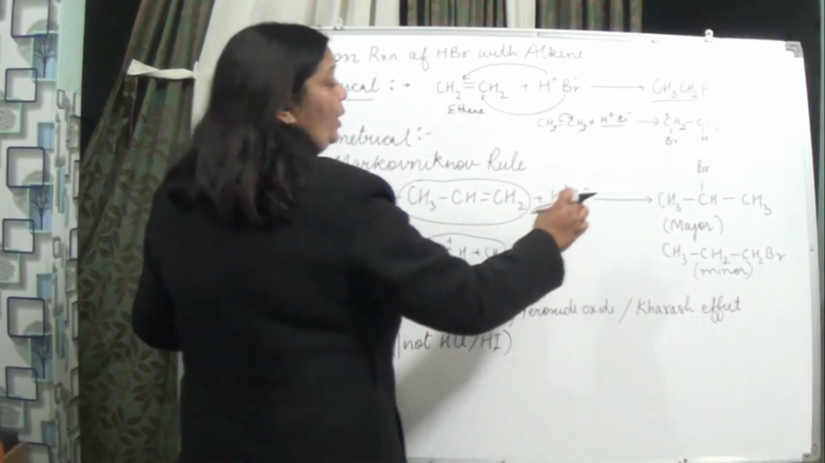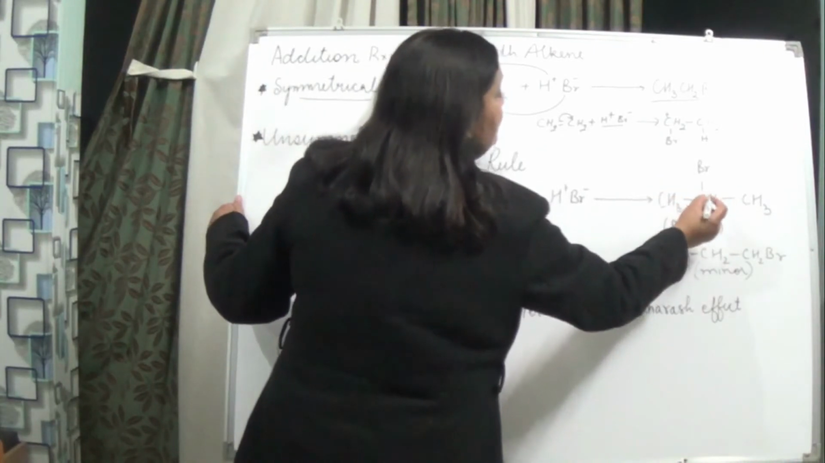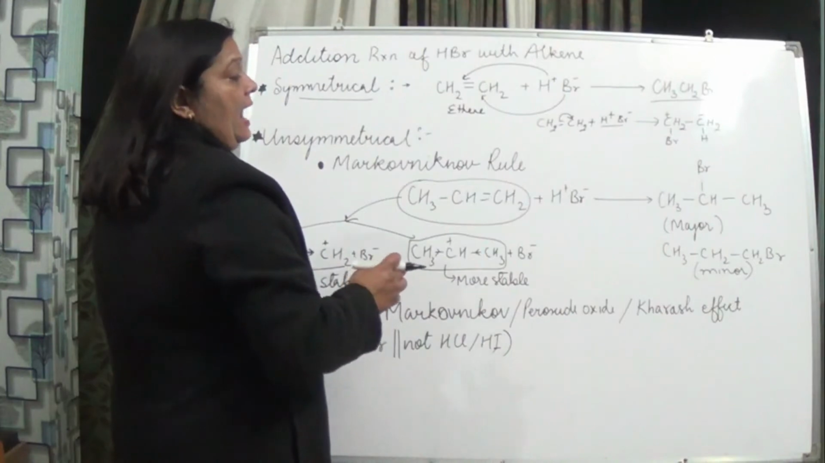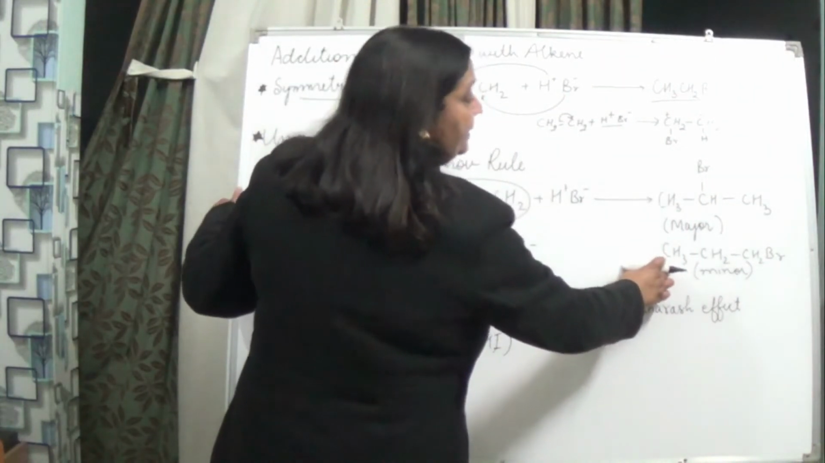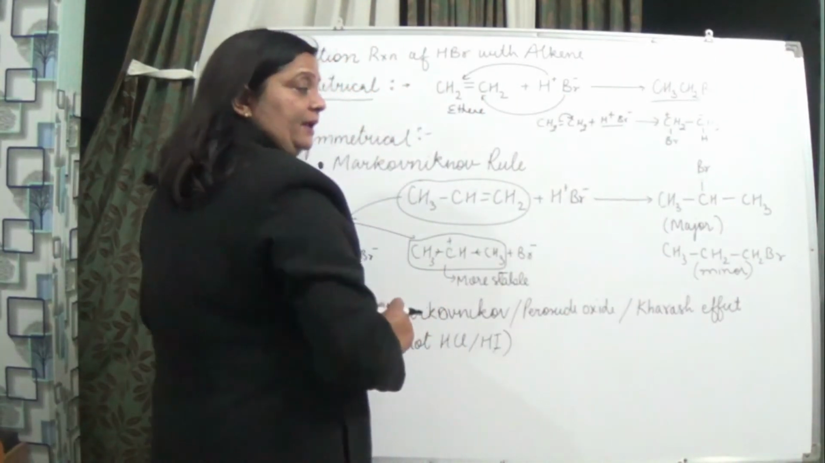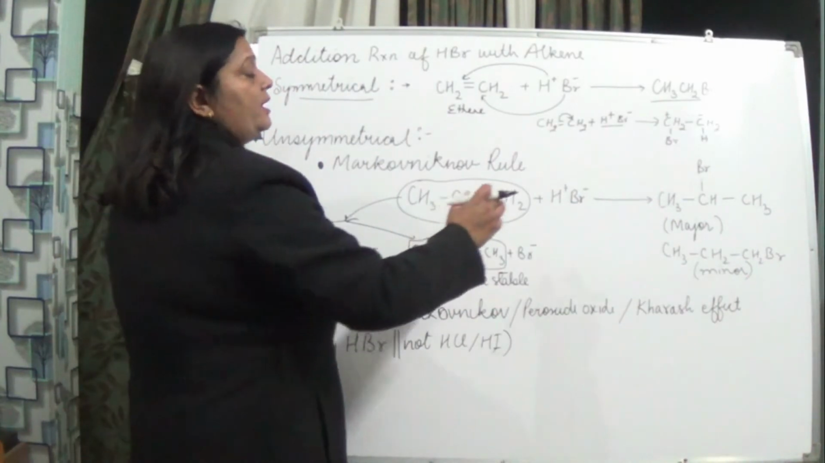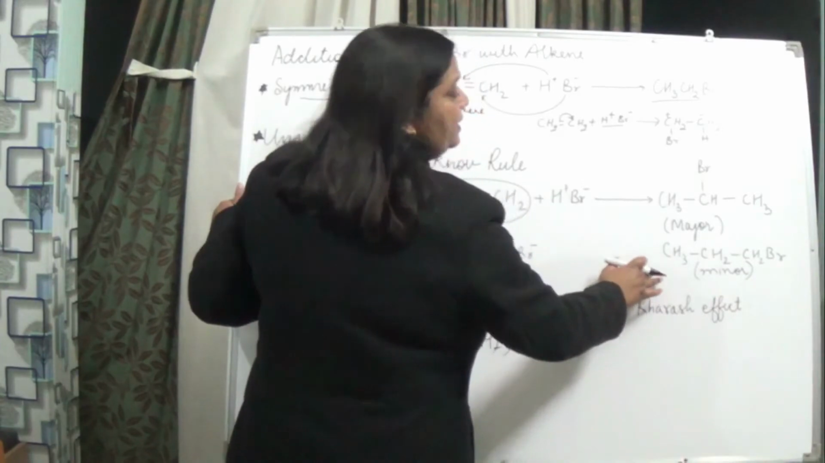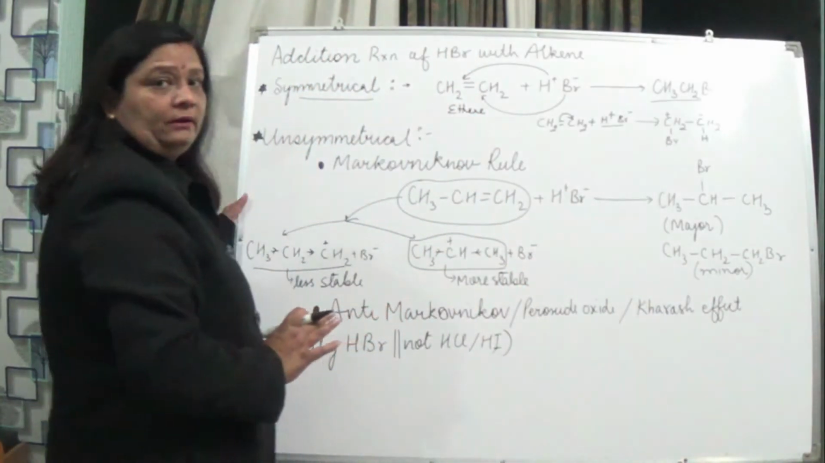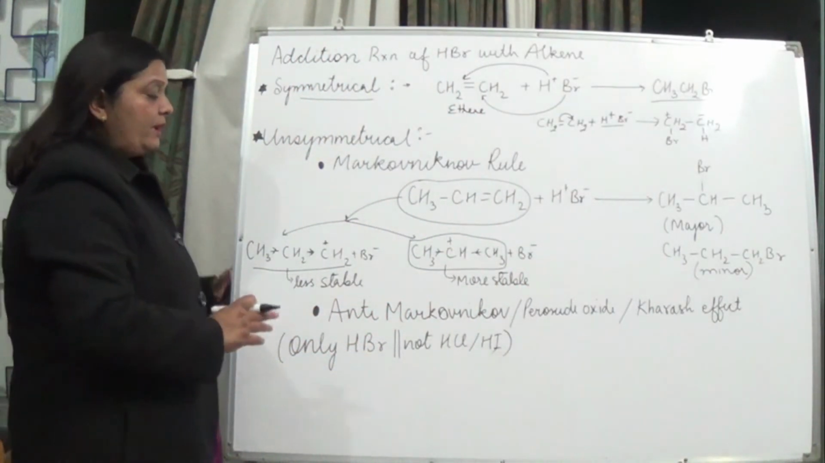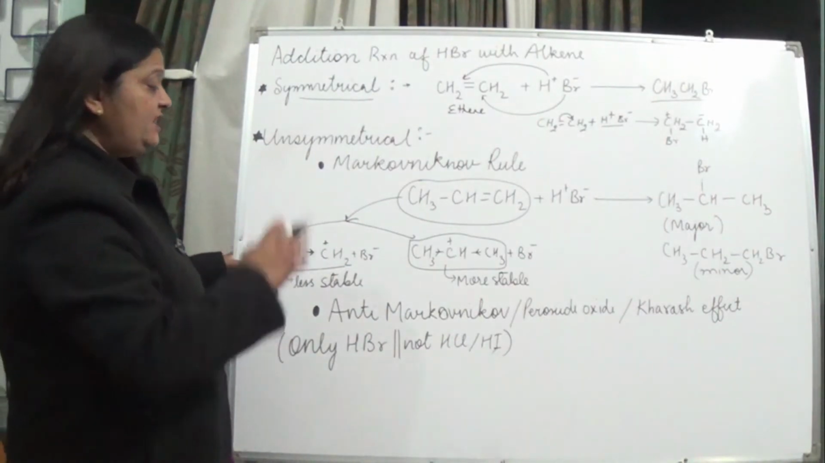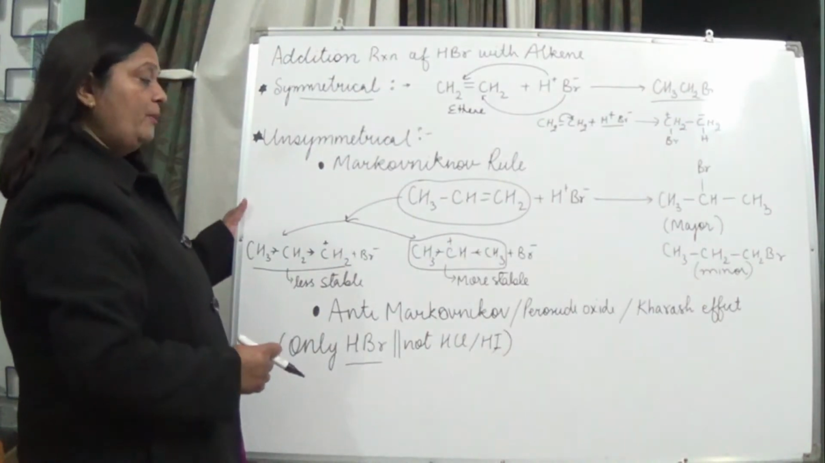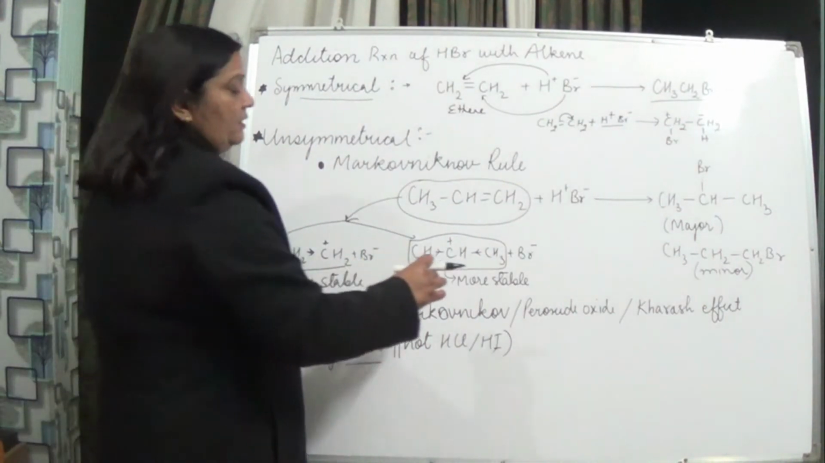Here we have 1, 2 and 3: 2-bromopropane, and here 1-bromopropane. The major product is 2-bromopropane, and the minor one is 1-bromopropane. Now, anti-Markovnikov's rule. What happens over here? This happens only with HBr, hydrogen bromide. It is anti-Markovnikov's rule.